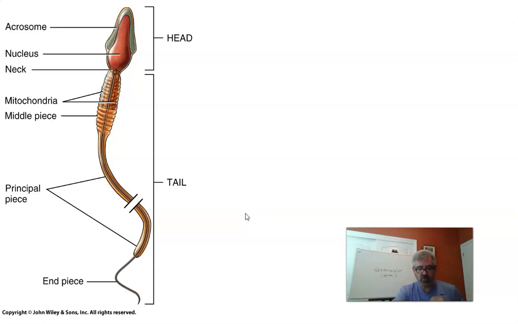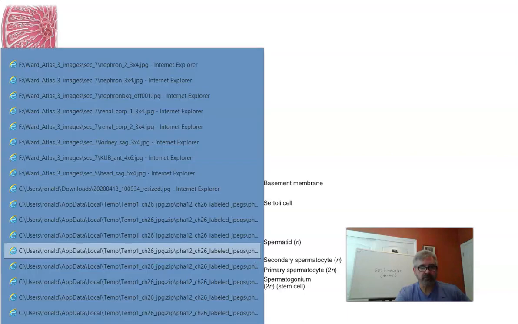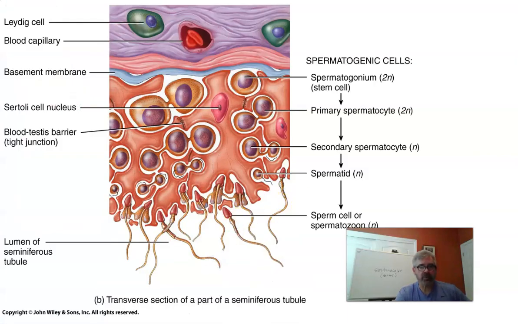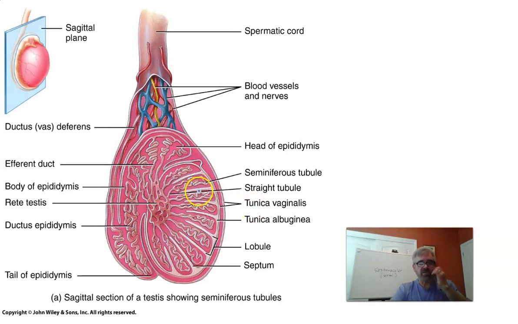So let's look at the whole reproductive system, the ducts, once again, in males. When we go back and look at the ducts here, they're going to look something like this. We'll go to our next picture. That's what we want to look at there, at our sagittal section.